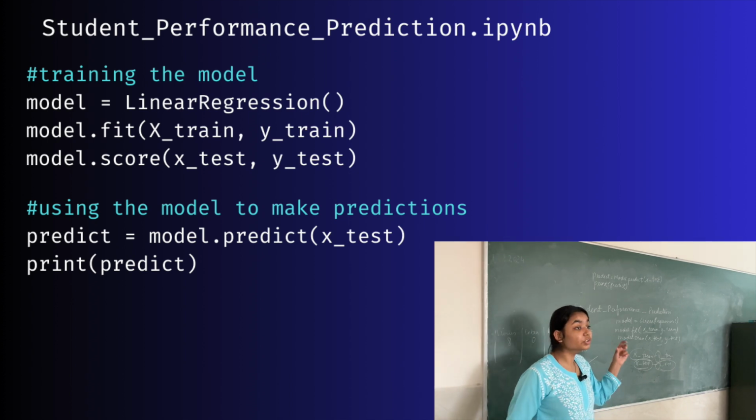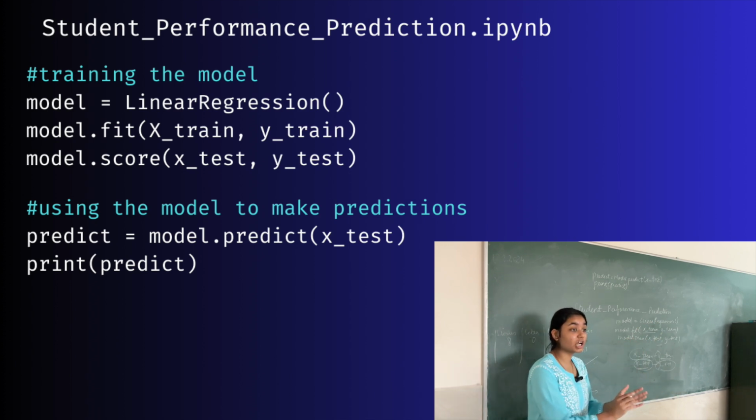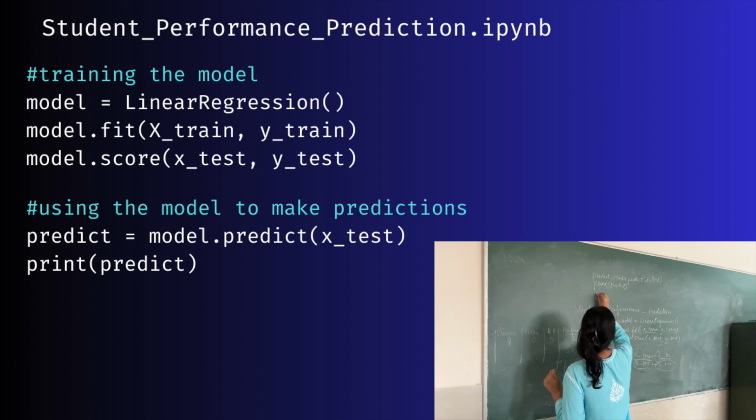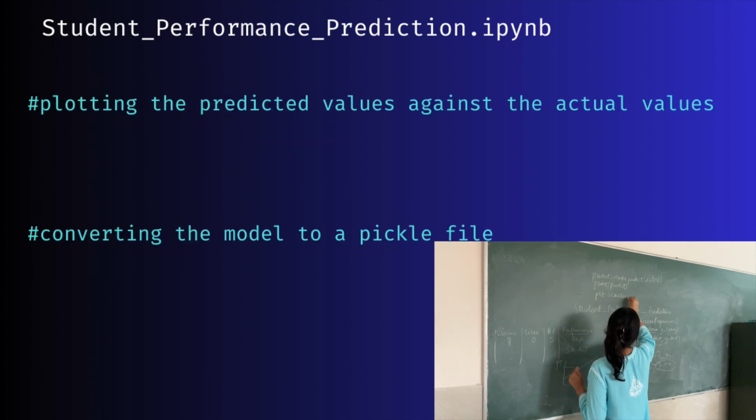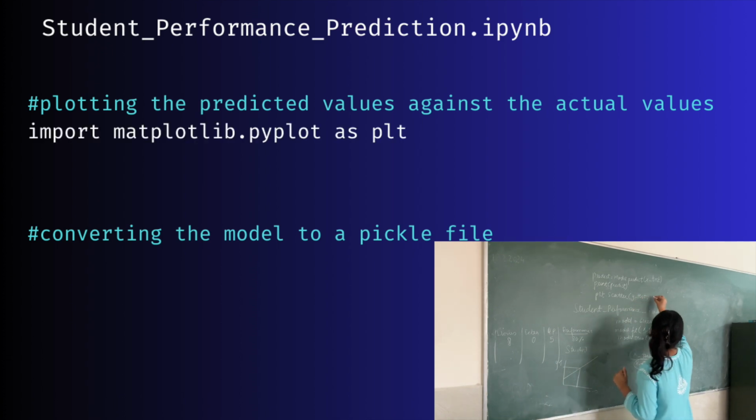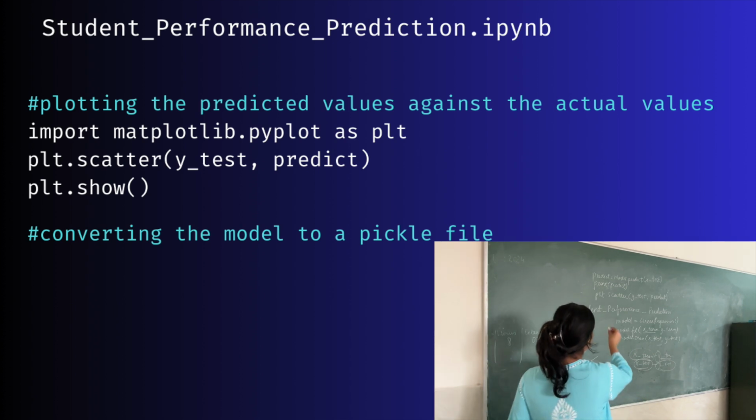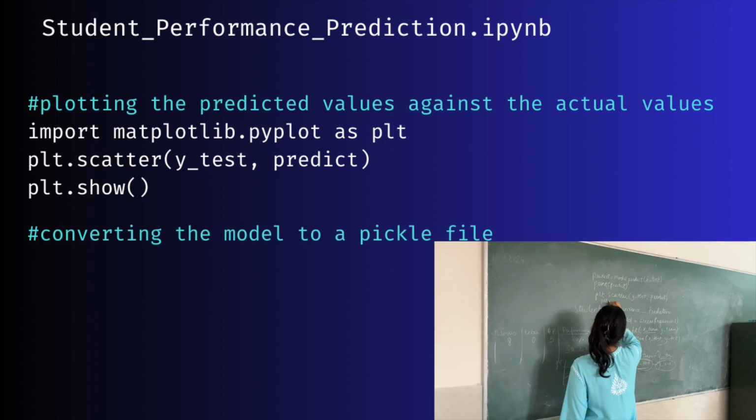Then after that, in a new cell, let's visualize how far our predicted scores are from the actual scores. Try to plot a scatter plot, plt.scatter. On one axis we'll have the actual labels, that's y test, and on the other axis the predicted labels, which is predict. Then do plt.show to see what it looks like.